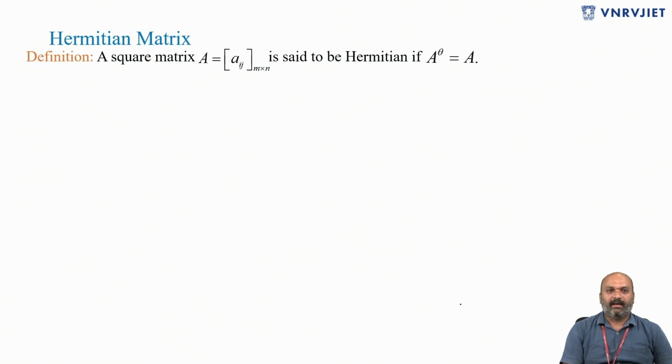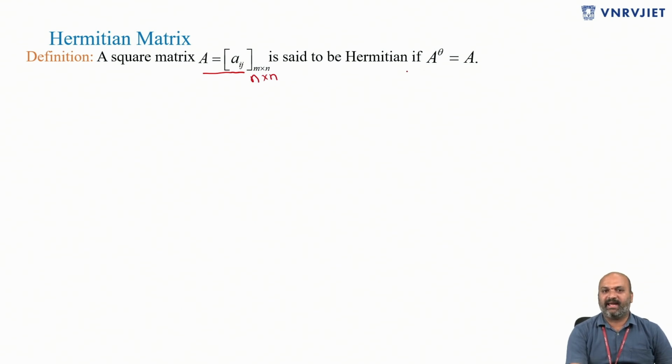Next, Hermitian matrix. Let us take the generalized matrix A equals A ij, with M rows and N columns in general. But actually the Hermitian matrix must always be a square matrix. Here it is always N by N only, that is, the number of rows and columns must be the same.